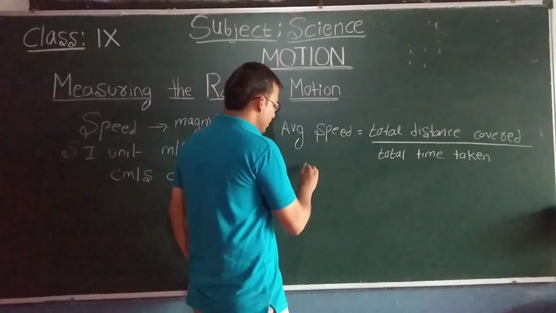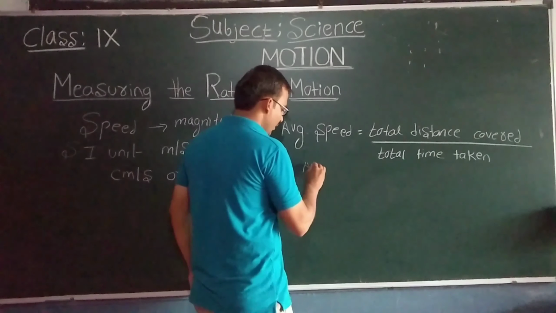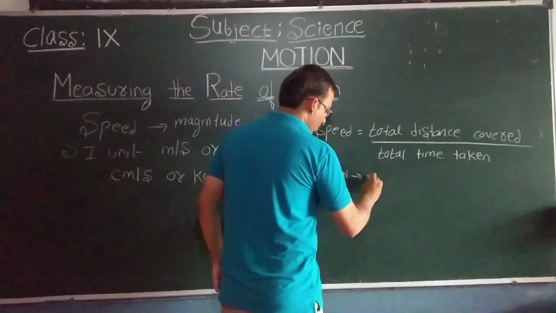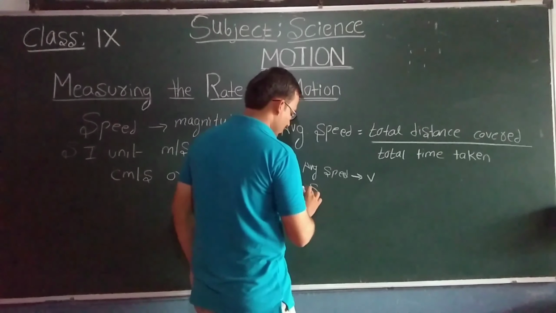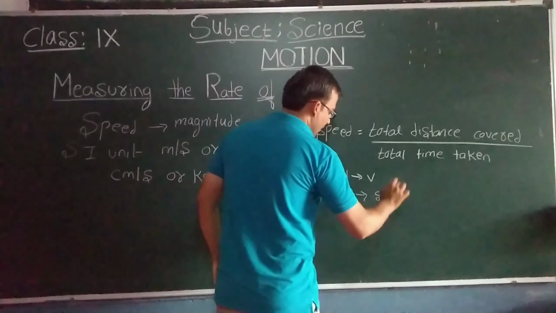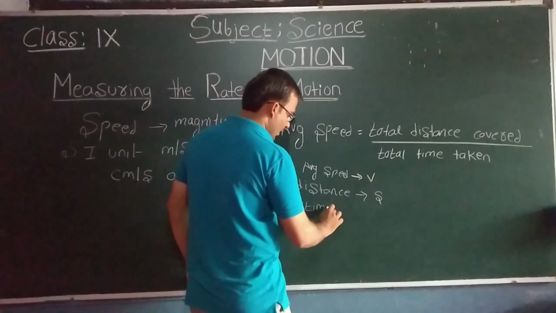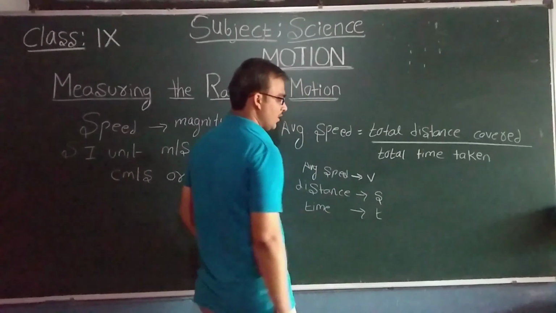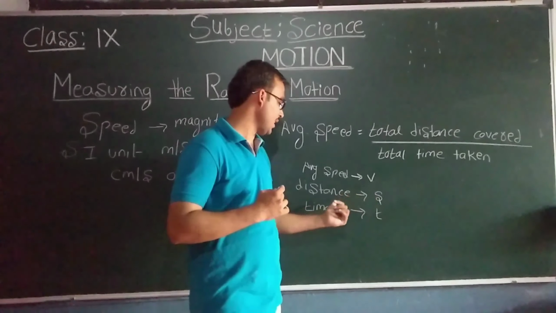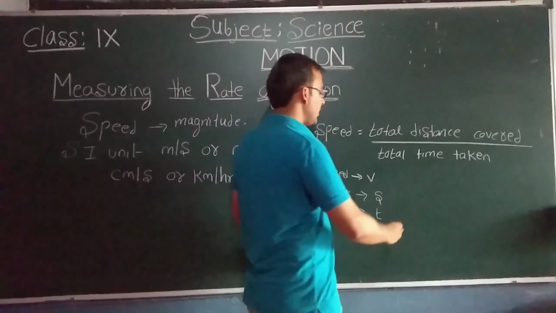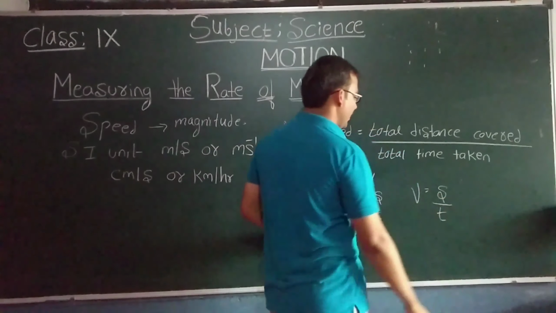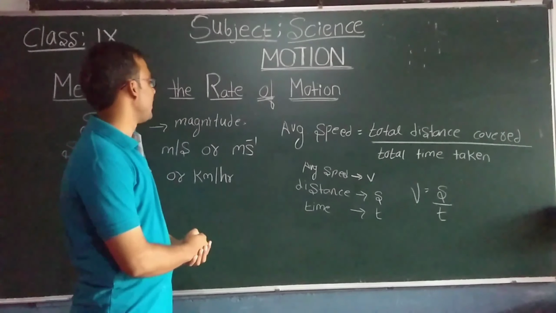If average speed is denoted by v, distance is represented by s, and time is represented by t, then we can write average speed v is equal to s by t. So average speed is equal to s by t.